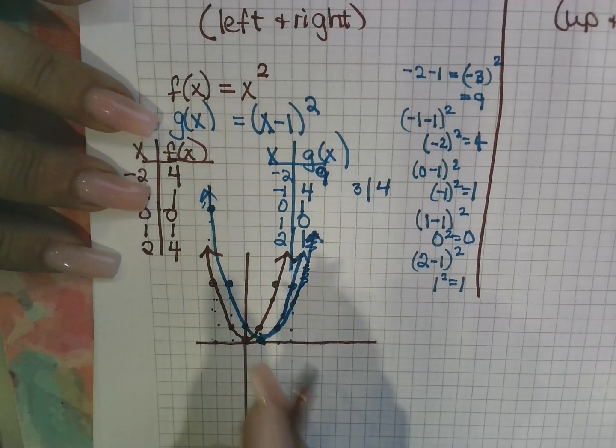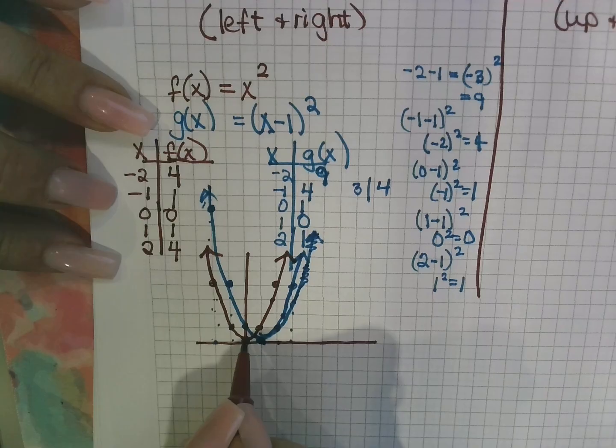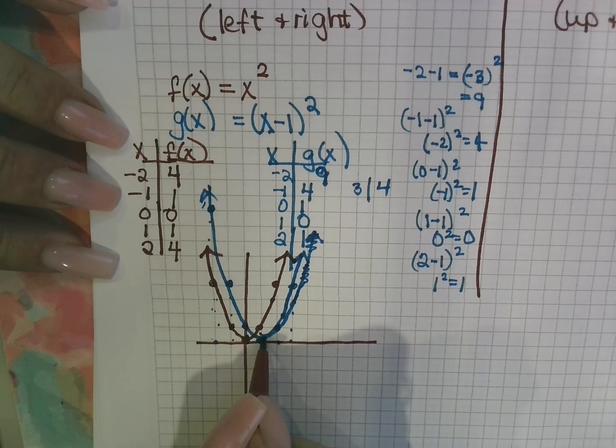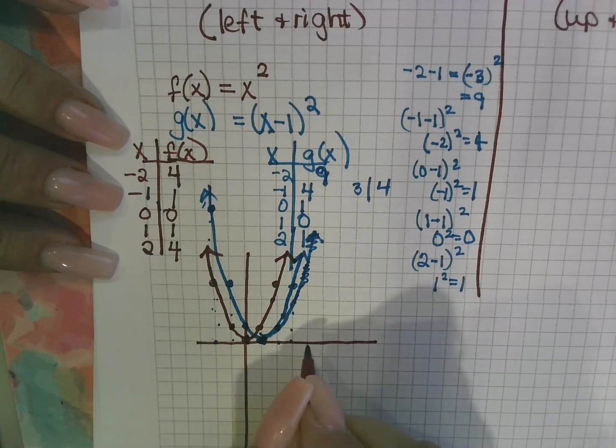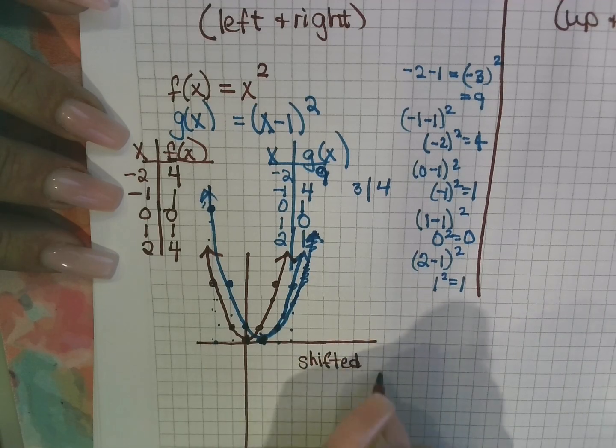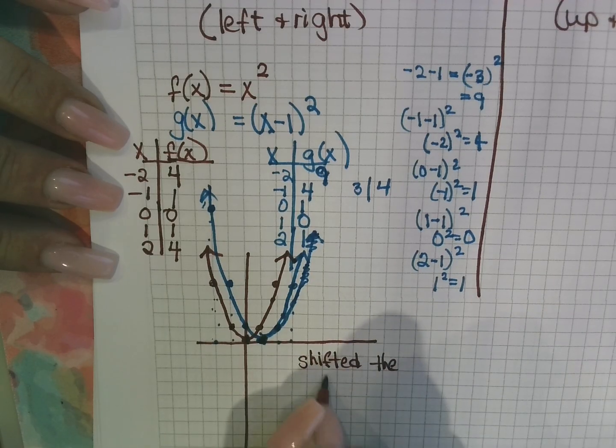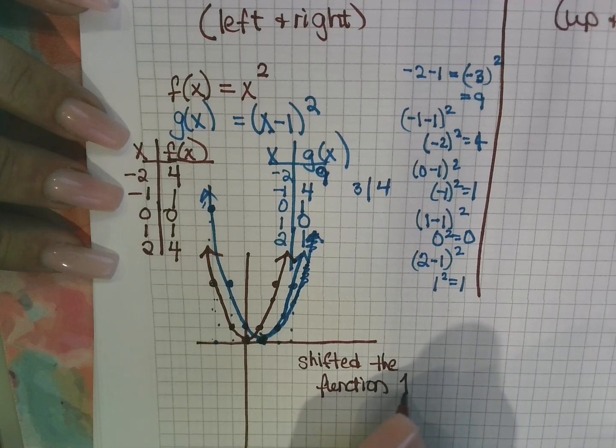Now, let's take a look at the vertex here. The vertex here is at 0, 0. And the vertex here is at 1, 0. So basically what we did is we shifted the function 1 unit right.